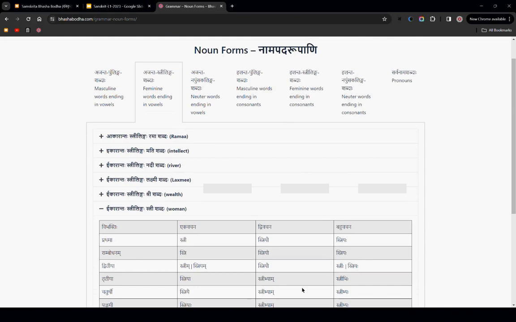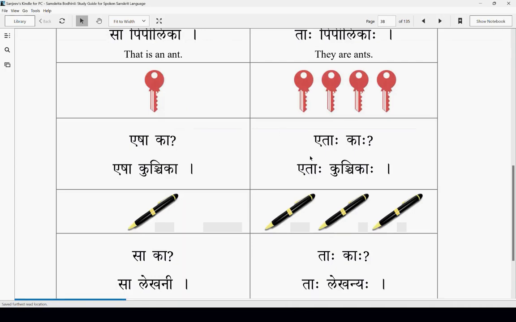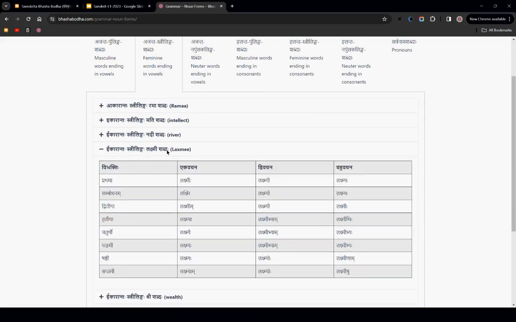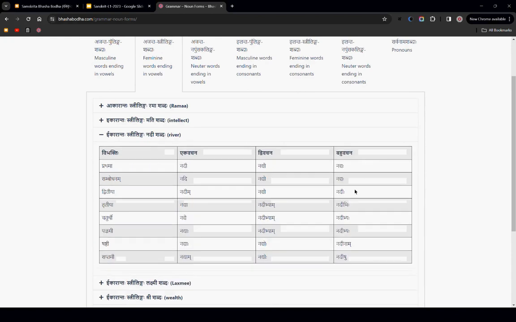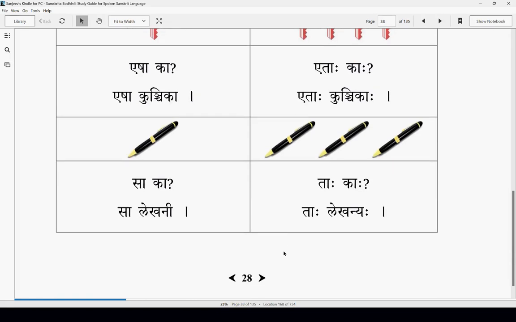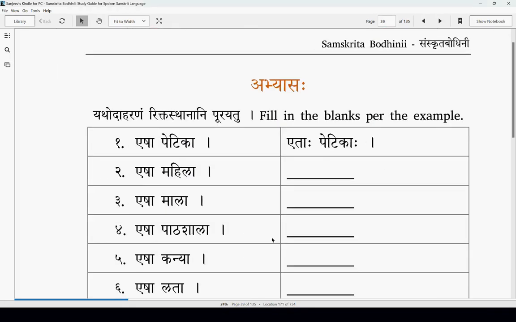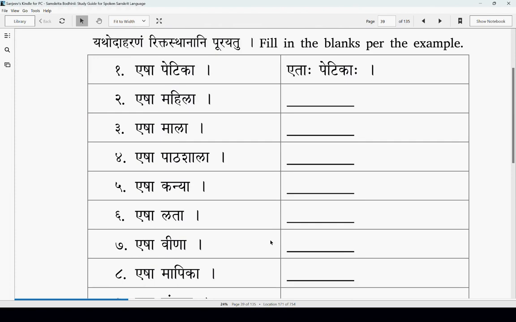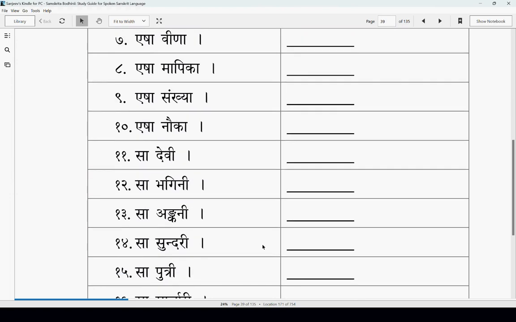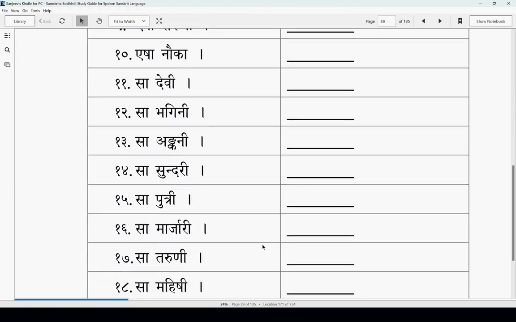But in Bahuvachana, Etaha remains the same because Etaha is a different word, and that is in the Strilinga Bahuvachana form. So Etaha Striyaha, Etaha Lakshmyaha, Etaha Nadyaha. You can use it like that. Lekhani is another word. Some examples here: Petika, Mahila, Mala, Pathshala, Kanya, Lata, Veena, Mapika, Sankhya, Nauka. The Chakrika was also there.